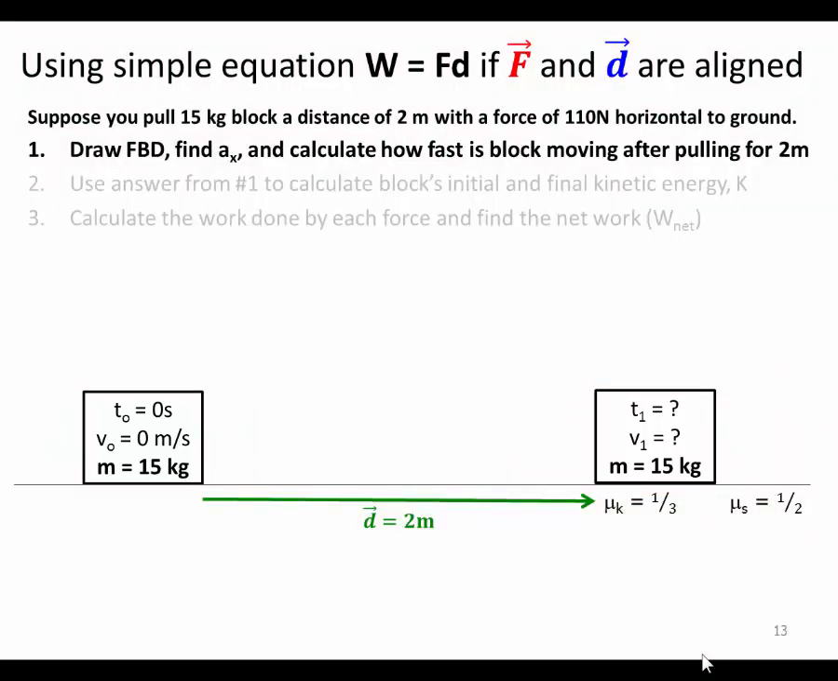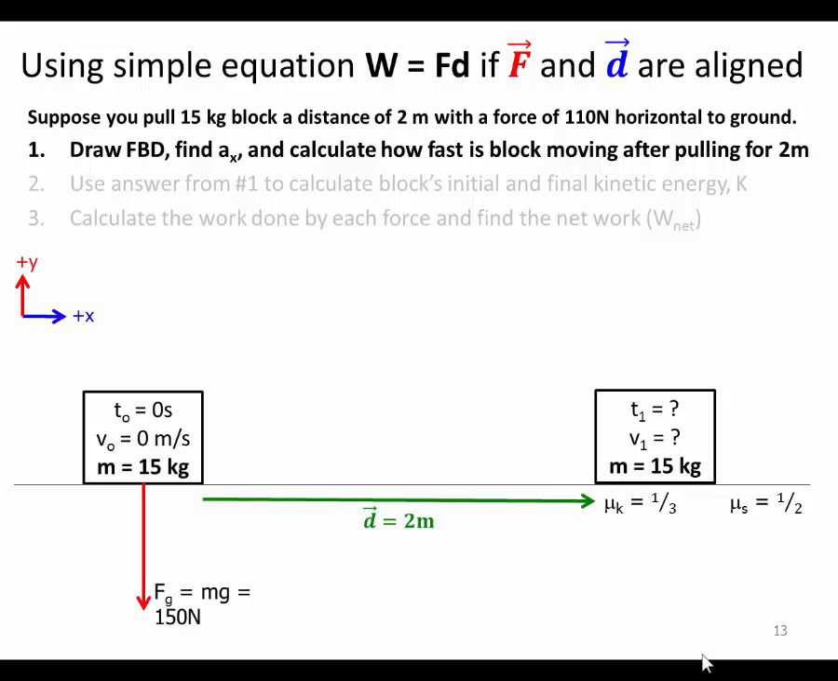So we're going to take a 15 kilogram block. We're going to move it 2 meters with a force of 110 newtons. The frictional surface does have a coefficient of kinetic friction of 1/3. Whenever we work on problems that have forces, we should always start with the force free body diagram. I'm going to define some directions here, and of course I like to start with gravity. So we're going to take 15 kilograms times about 10 meters per second squared. You get 150 newtons downward.